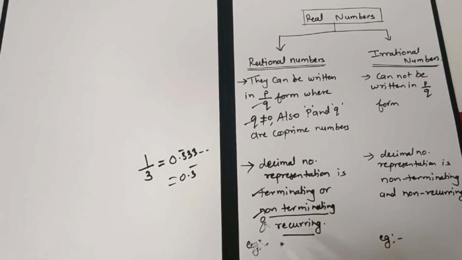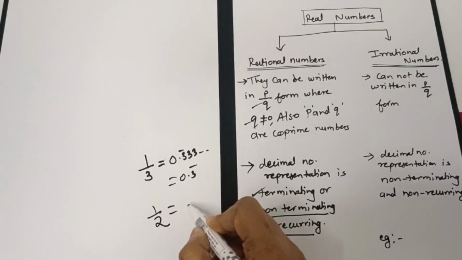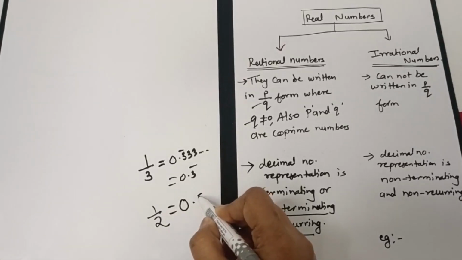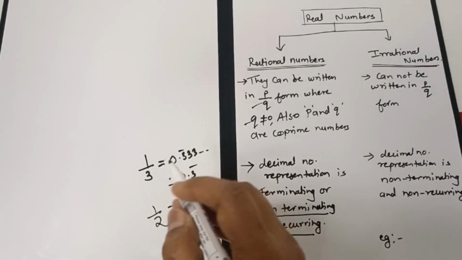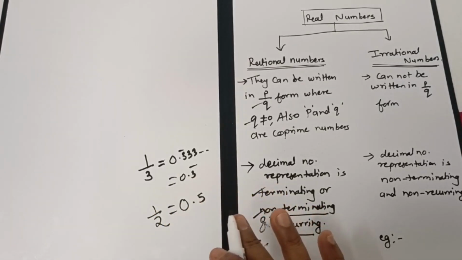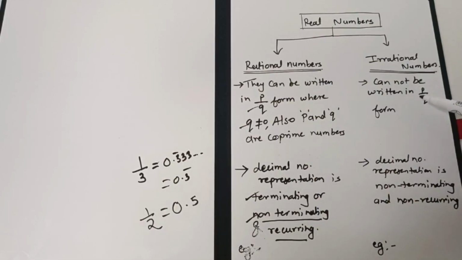Now terminating means what? If I take 1 by 2, the decimal number representation is 0.5. So it terminates. If it is terminating, then it is a rational number. Remember this. I hope you have understood. Let us go for the next part where we have to see irrational numbers.